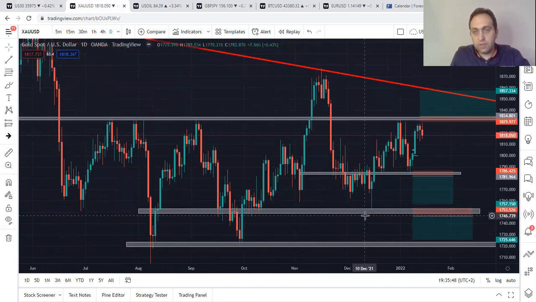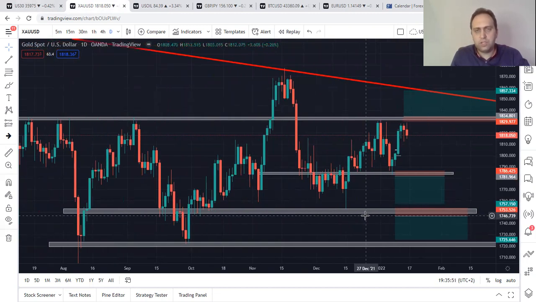Also we have a second sell, but always be careful like we did with GBP JPY. You need to be careful.